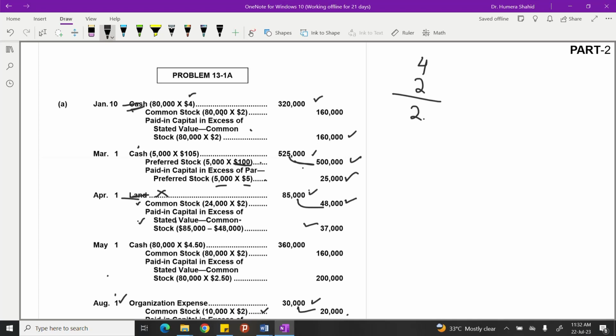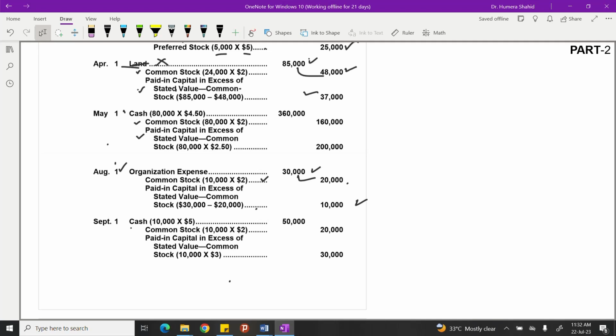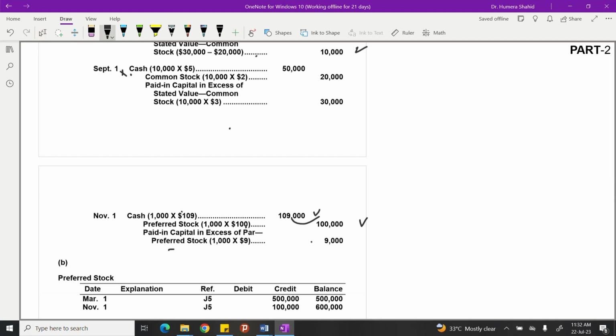Common stock and paid in capital we will post. Cash again we will not post. Common stock and paid in capital we will post. From August 1, organizational expenses we will not post because it's an expense, but yes, common stock and paid in capital we will post. Also, September cash we will not post, and then November again cash we will not post.